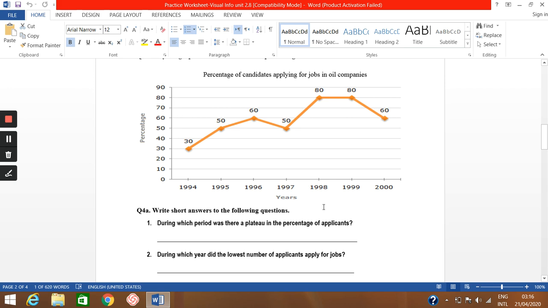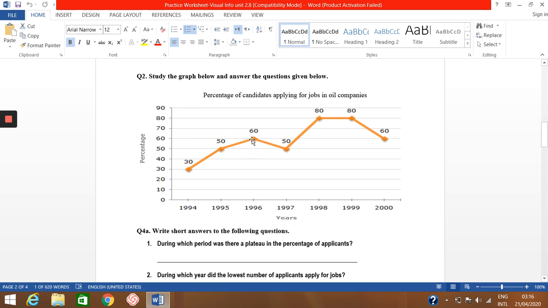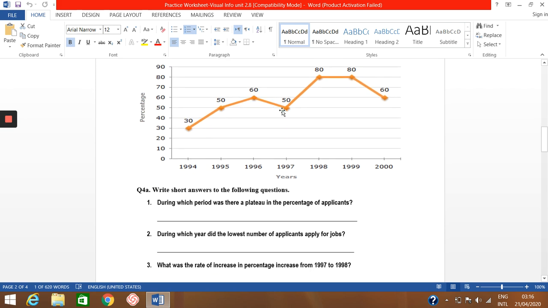Now, two periods where there was a drop. A drop means you have to think about a downward trend rather than an upward trend. So if you look at this part here, from 60 to 50, here it goes down. I mean, there's a drop here, this one period. And this is the period between 1996 to 1997. Now, you don't have to bother yourself about the increase, or when there is a period where it remains steady.